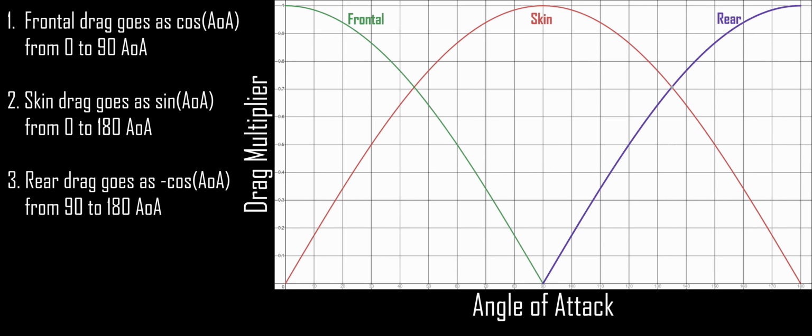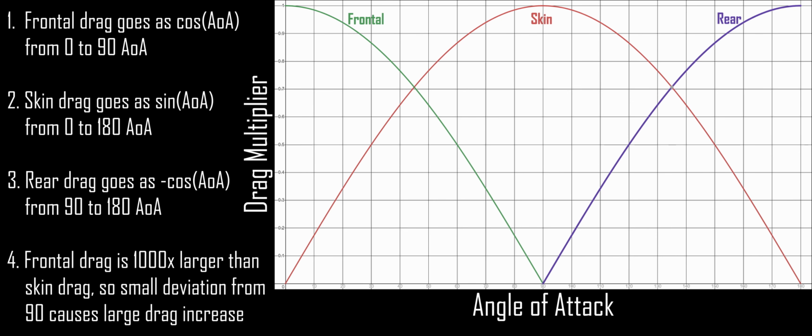Rear drag has a maximum value at an angle of attack of 180 degrees, and smoothly declines to 0 as you go to an angle of attack of 90 degrees. This follows negative cosine of angle of attack. When taking into account that the base multiplier for skin drag is up to 1,000 times smaller than frontal or rear drag, this means for a given face, the optimal direction for it to be facing is at a 90-degree angle of attack to the airflow.